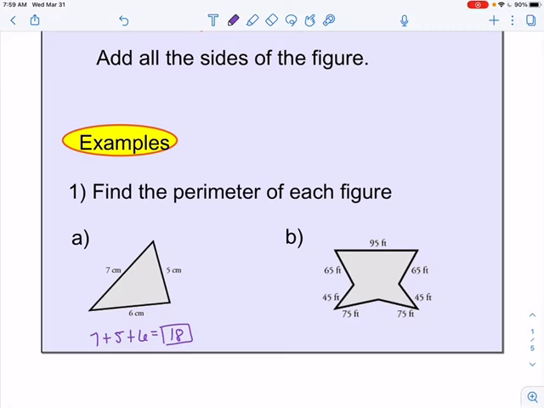For the figure in part B, again, lots of different sides here. We're just going to add them all together. I'll start on the top with the 95 plus 65 plus 45 plus 75 plus 75 plus 45 plus 65. Again, when you have a figure that has a lot of sides, I would enter it into the calculator twice. There's no point in getting points off because you entered something into the calculator wrong. So easy to make a typo. When you add all those sides together, you should get an answer of 465.